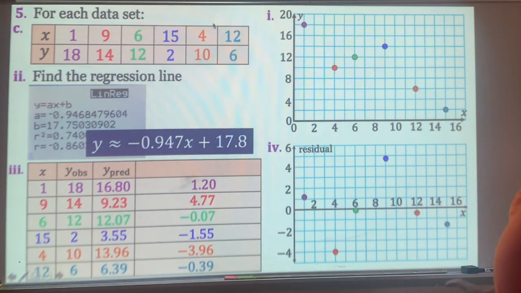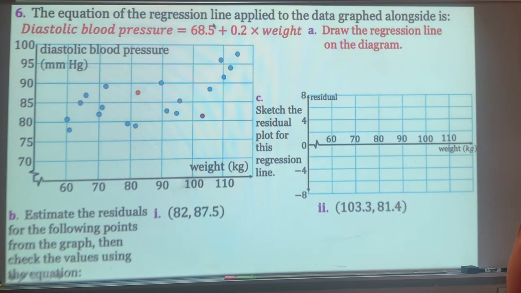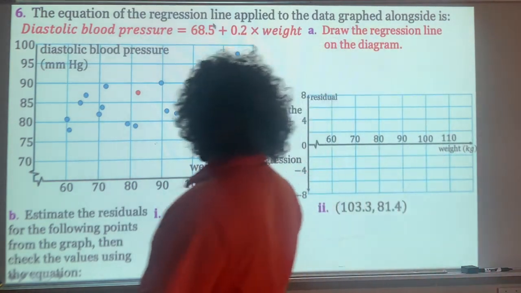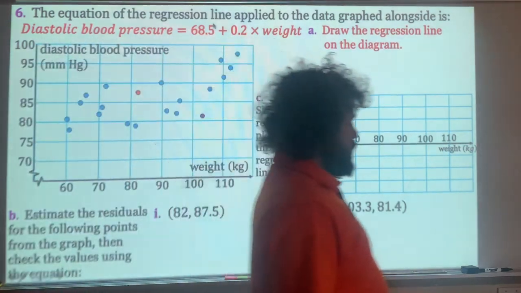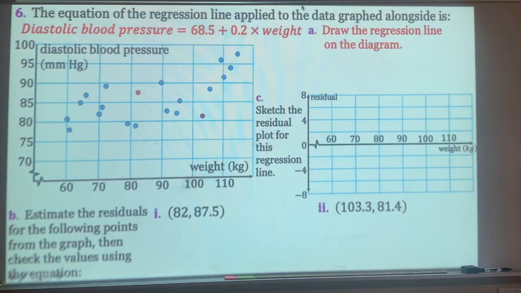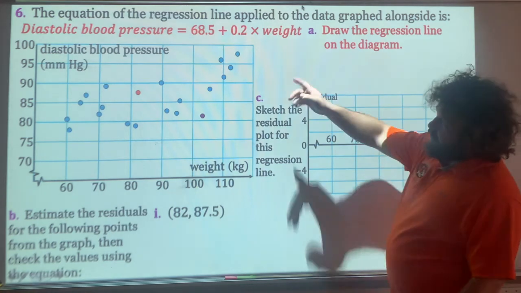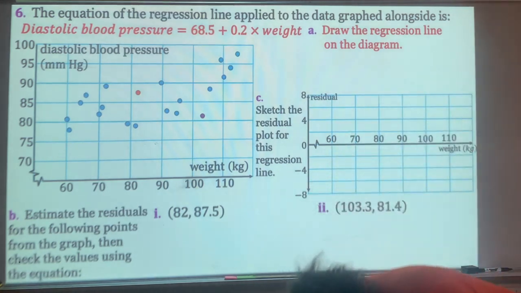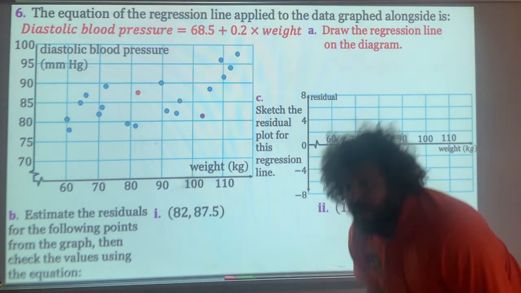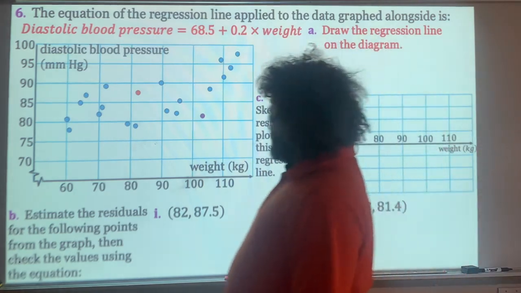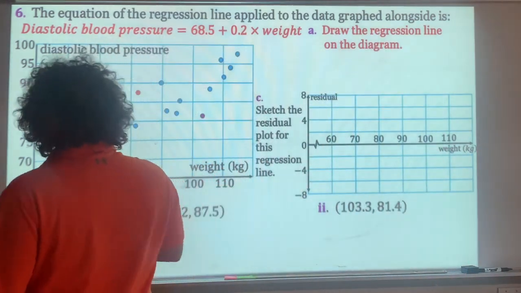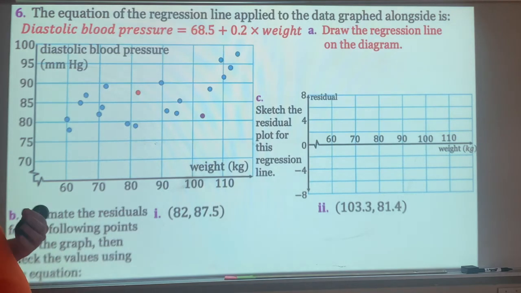Residuals. What do we do after residuals? Going here. The equation of the regression line is applied to the data alongside. Diagnostic blood pressure. Now this is used in the medical industry. 68.5 plus 0.2 times your weight. That's what your blood pressure should be. What we're going to do is draw a regression line of the data.